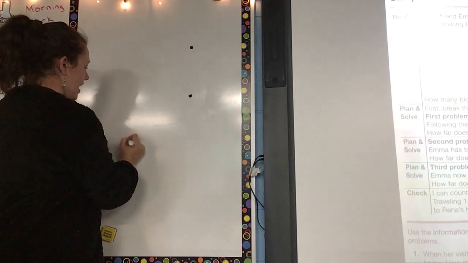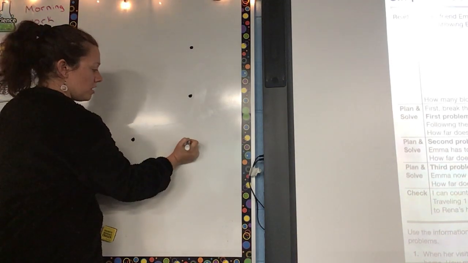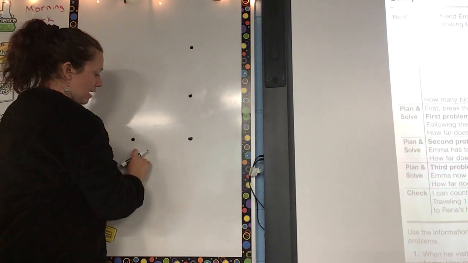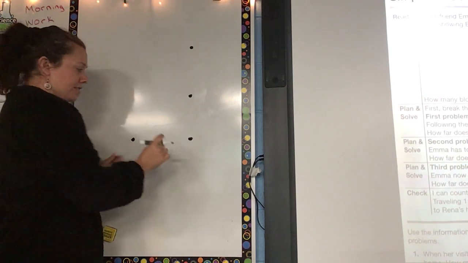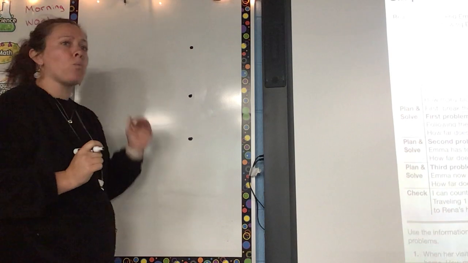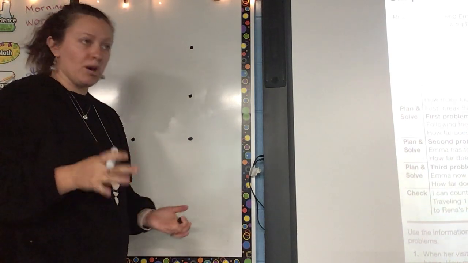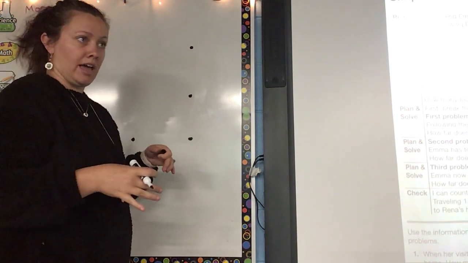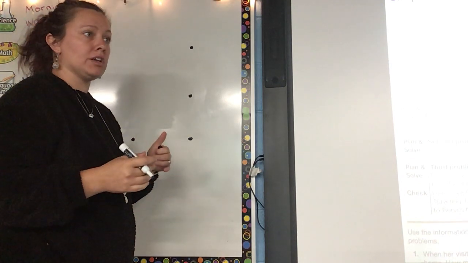Vertical. Or I had ordered pairs like this, and I counted left to right or right to left. That direction is horizontal, okay? So I only did one or the other, right? I never did both until today. Today we're going to be looking at both.